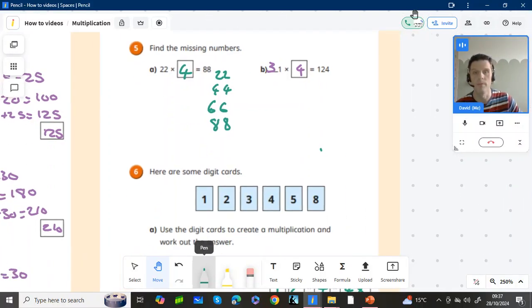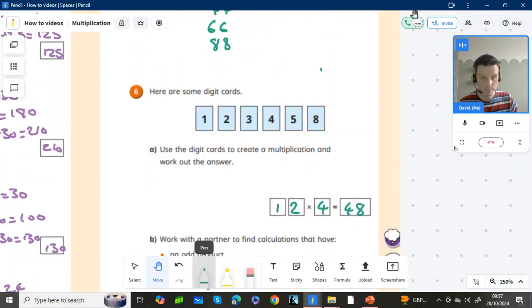Here, showing the repeated addition method, we had 4 lots of 22, so 22 times 4 is 88. Now B was a tricky one. You had to work out what you added. You had to end in 1 to get to 124. So a bit of trial and error on that one. But I hope you got the answer as 31 times 4 equals 124.